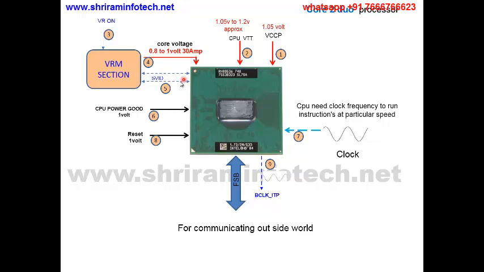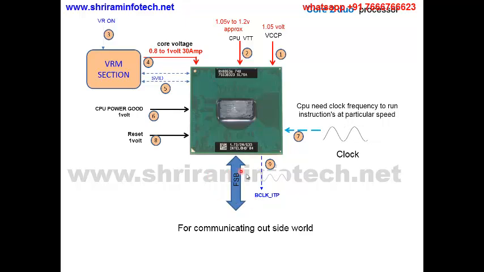Then you can check this signal also, SVID, on the oscilloscope. This signal you can check only on the oscilloscope. You can't check it with a multimeter. Frequency, SVID, B clock, and clock, all these signals you can check only with the oscilloscope. FSB also you can check with the help of an oscilloscope. You can't check it on the multimeter.